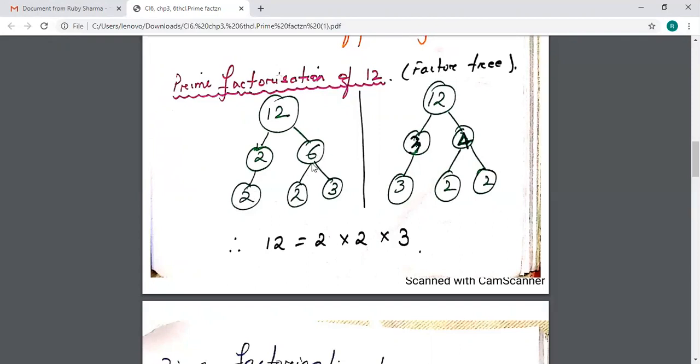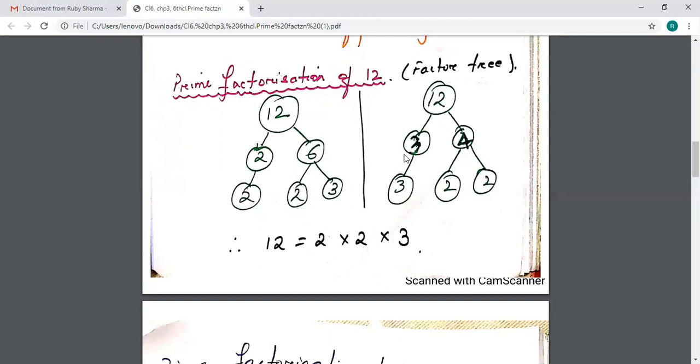And for 6, it's a composite number, so we can branch out, and branches are always 2 branches. So we write 2 into 3 gives you 6. Finally we get 2 into 2 into 3 is 12. Now 12 you can also write 3 into 4. 3 is 3, it's a prime number, you bring it as it is. And 4 is a composite number, so 2 into 2. That gives you 3 into 2 into 2.